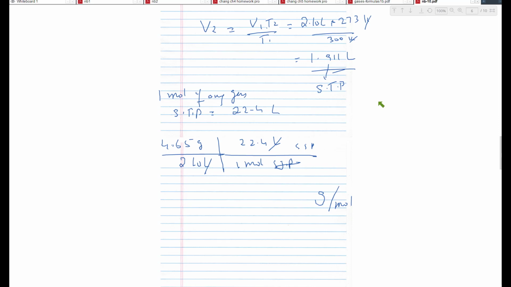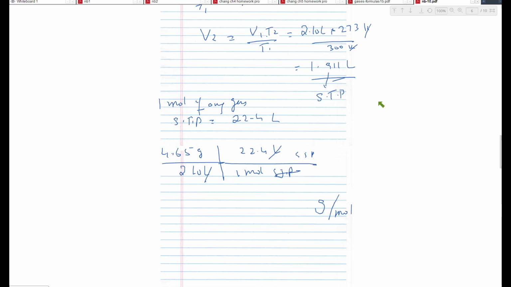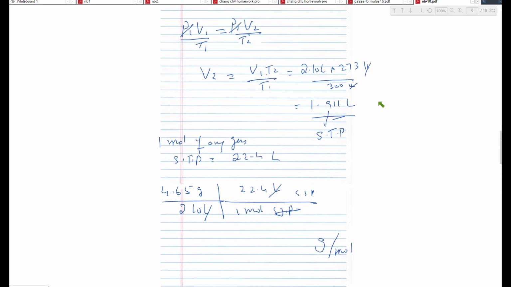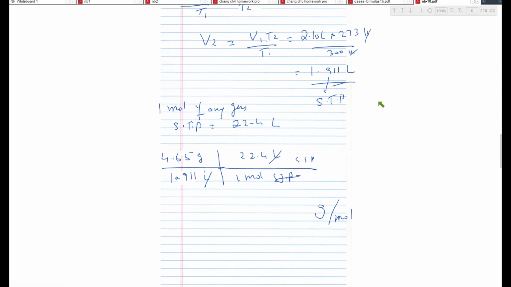Calculate the volume at STP, then use that one. Oh, no, sorry, I made a mistake. Hold on. This is not the liter; we have to use this liter which we have calculated. 1.911, because that's the volume at STP. So 4.65 times 22.4 divided by 1.911.